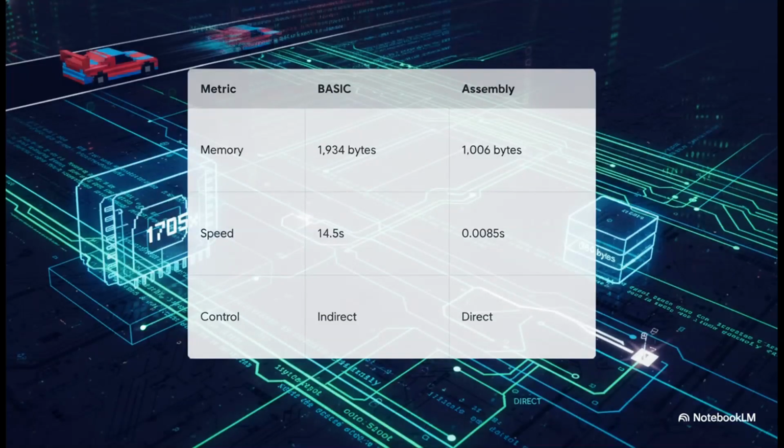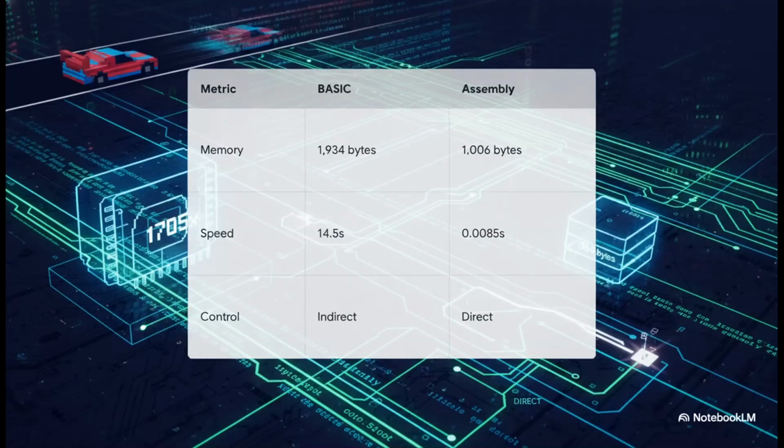Just look at the memory footprint. In an era where literally every single byte was precious, the BASIC program takes up 1,934 bytes. The assembly program, despite actually doing more, is nearly 50% lighter at just 1,006 bytes. But the real shock here is the speed. It takes the BASIC game 14.5 agonizing seconds to traverse the screen. The assembly game, it does it in 0.0085 seconds.